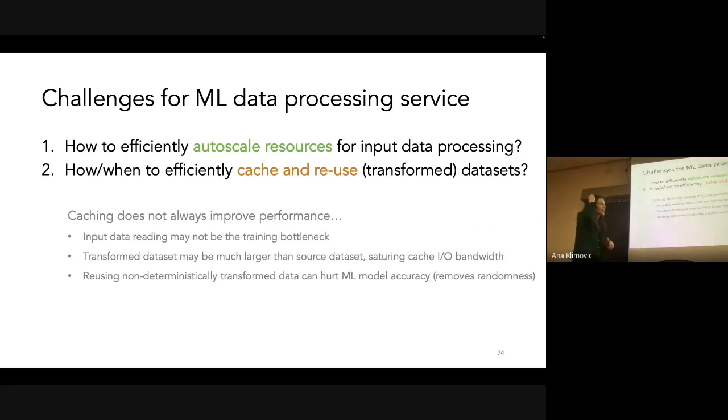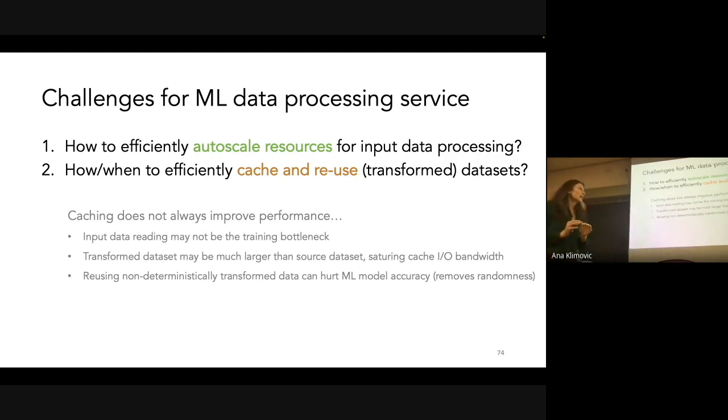And maybe it sounds strange, but caching doesn't always actually help. It's not like caching will always improve what you really care about, which is the time it takes to train your model. The reason is because input data processing may not be the bottleneck. It's not the bottleneck for every job. So if you just blindly try to cache data sets, you may be just consuming extra space in your fast and expensive storage without it really benefiting performance.